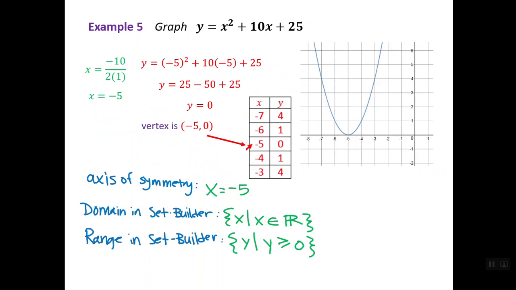Now, take a look at the axis of symmetry. That's the vertical line going through the vertex, so the axis of symmetry in this case would be -5. And you also want to think about the domain and the range.